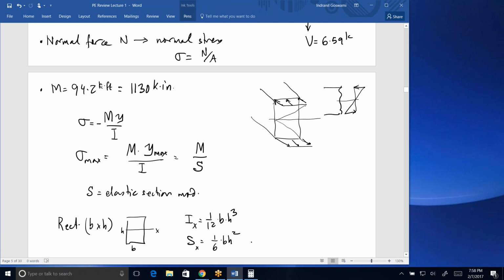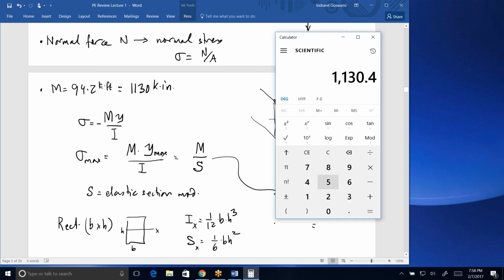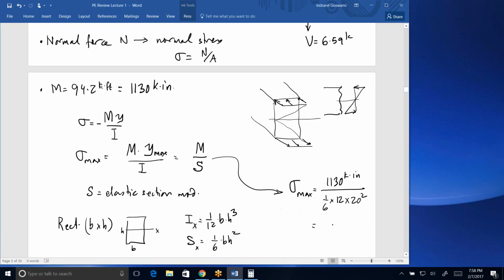So in this case, if you were interested in finding the maximum stress, if you wanted to use that formula, your maximum bending stress would be 1130 kip inch divided by 1/6. I said 12 and 20, right? 12 times 20 squared, times 6 divided by 12 divided by 20 squared is 1.41 KSI. Kips per square inch. And that would be the same top and bottom.